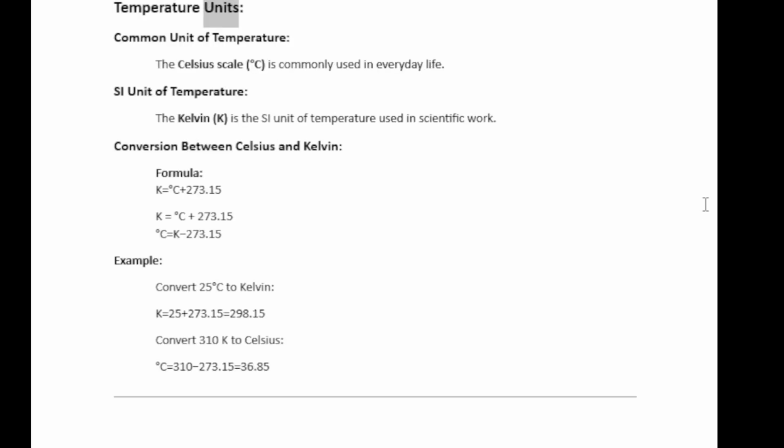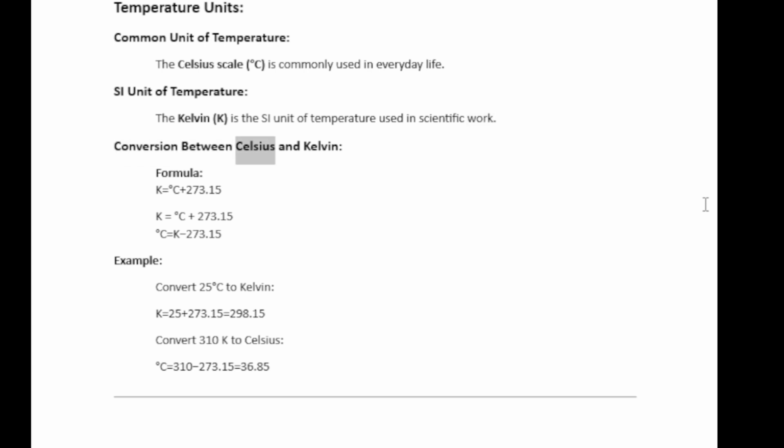Temperature units. Common unit of temperature. The Celsius scale, degree C, is commonly used in everyday life. SI unit of temperature. The Kelvin, K, is the SI unit of temperature used in scientific work.